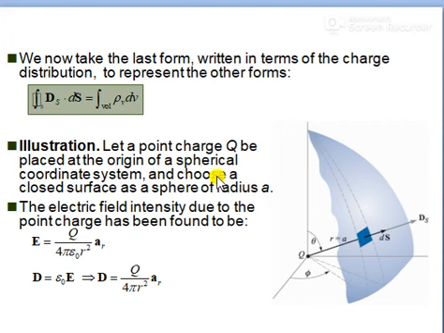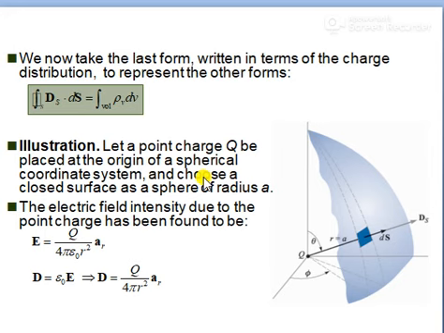Gauss law can be used to find E or D for a symmetrical charge distribution such as point charge, infinite line charge, sheet charge and spherical distribution of charge. Gauss law is also used to find the charge enclosed or flux passing through the closed surface.